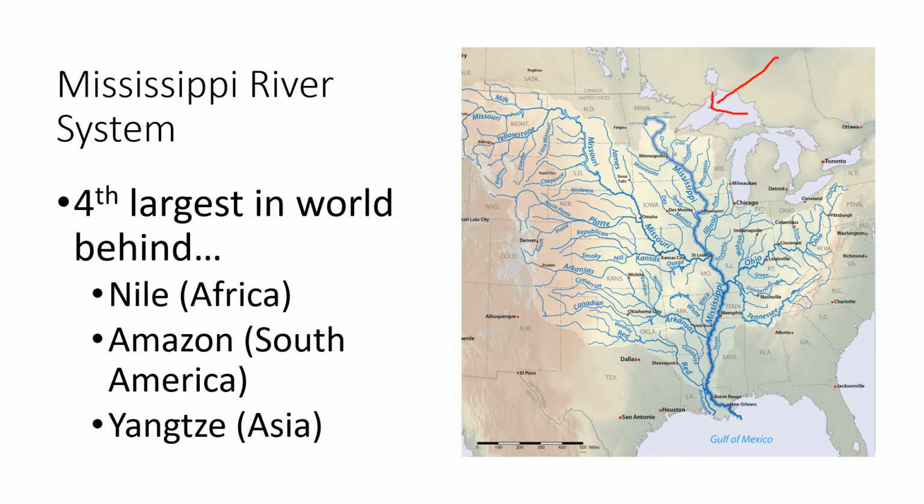That's located in Africa. The Amazon in South America is number 2. The Yangtze River in Asia is number 3. That's going to be the predominant river in China. Then the Mississippi River in the Mississippi River Basin is number 4.